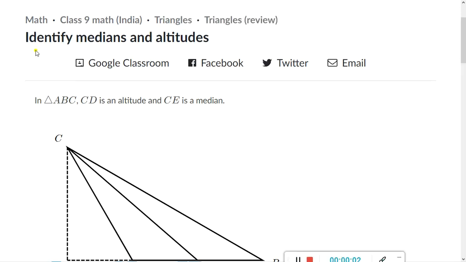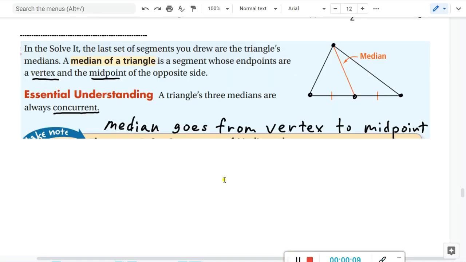This will be for the assignment, identify medians and altitudes. So just a quick review for the median. That is a segment whose endpoints are a vertex and the midpoint of the opposite side. You can see right here in red, the median starts at the vertex right here, and it goes to the midpoint right here on the opposite side. We know this is a midpoint because these two segments right here are congruent.